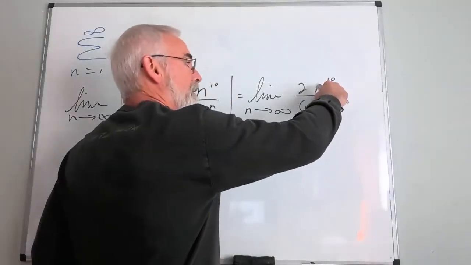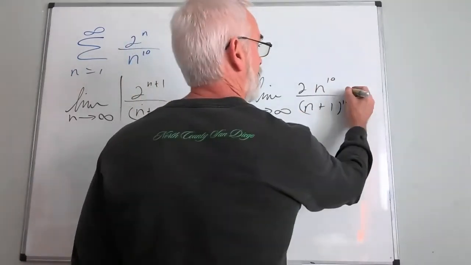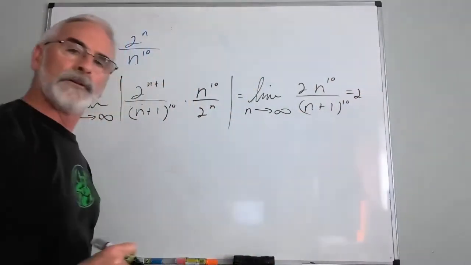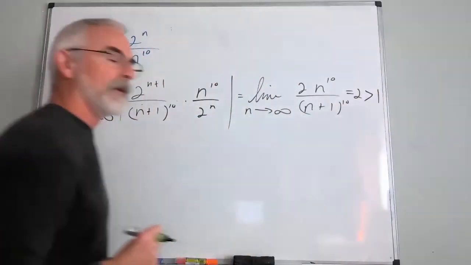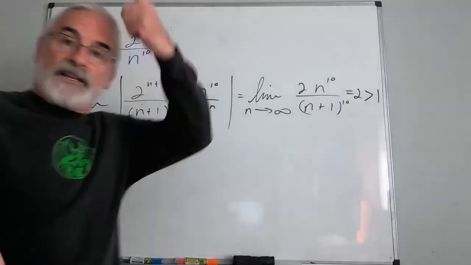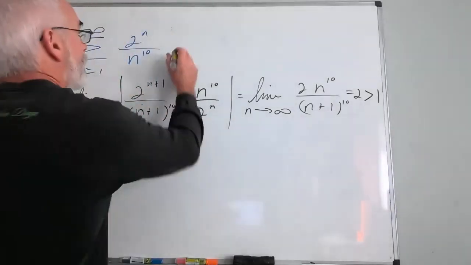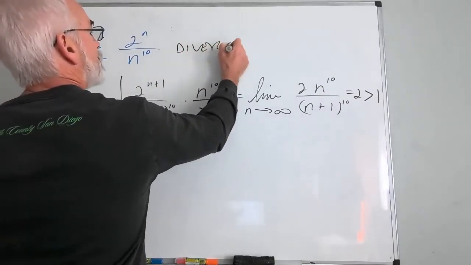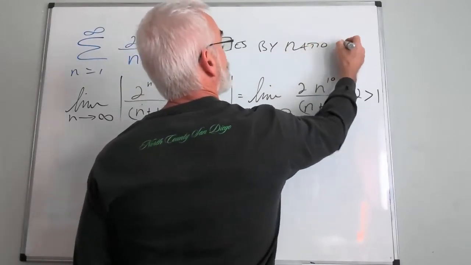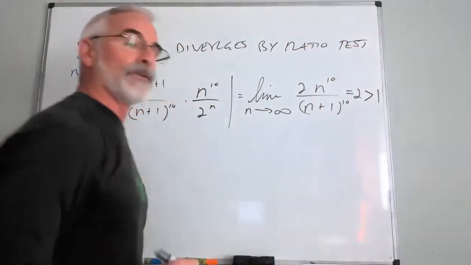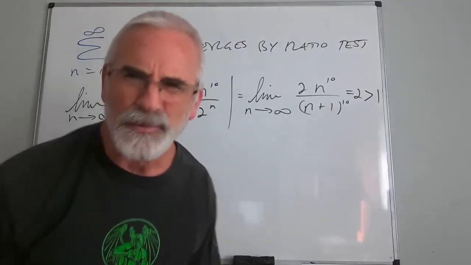The numerator, the lead coefficient's a 2. The denominator, the lead coefficient's a 1. So this limit is simply 2. Is that important? Yeah, that's bigger than 1. So although these terms were getting absurdly small, really, really, really fast, this diverges. And we always say by what test? So by the ratio test. Last day, remember, we had integral test, direct comparison test, limit comparison test. So how could that be?